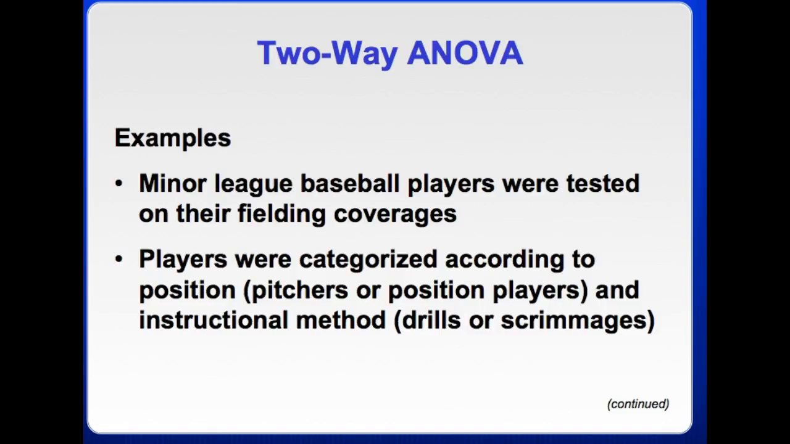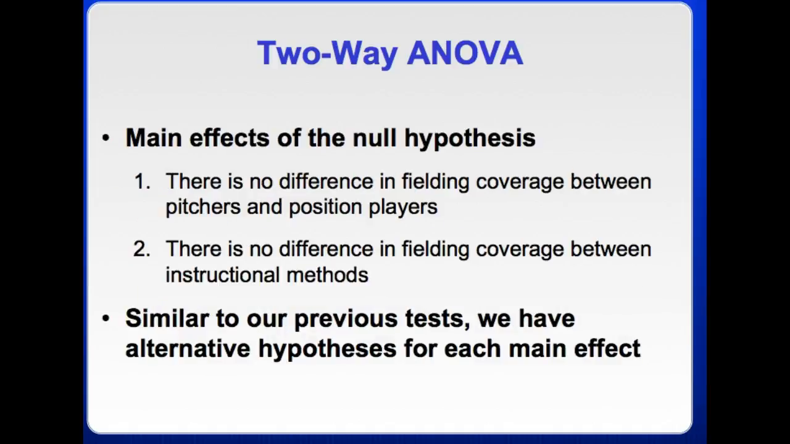Then you can run a two-way ANOVA. Example: minor league baseball players were tested on their fielding coverage. Players were categorized according to position, pitchers or position players, and instructional method, drills or scrimmages. So for a two-way ANOVA, the null hypothesis for the main effects is that there's no difference in fielding coverage between instructional methods, and no difference in fielding coverage between pitchers and position players.